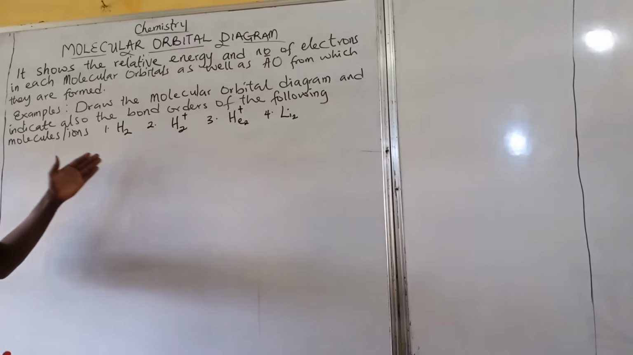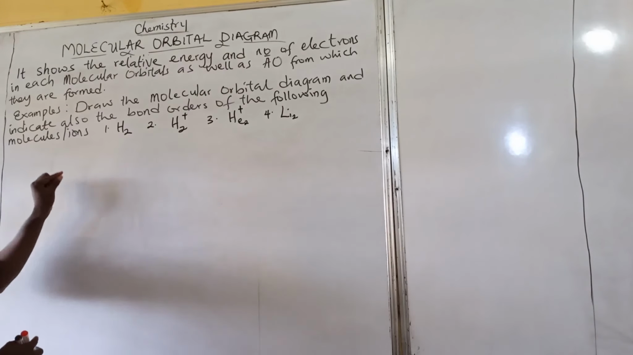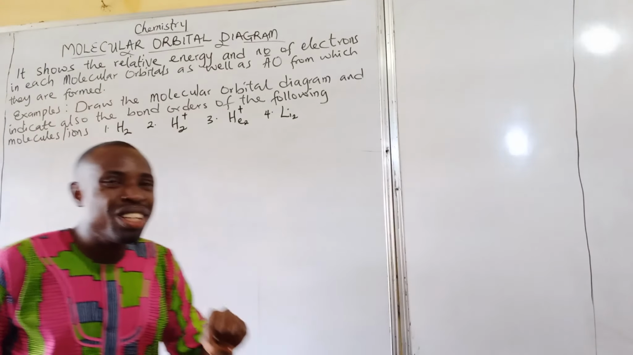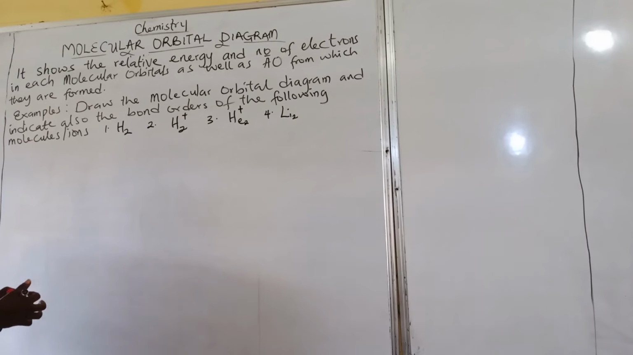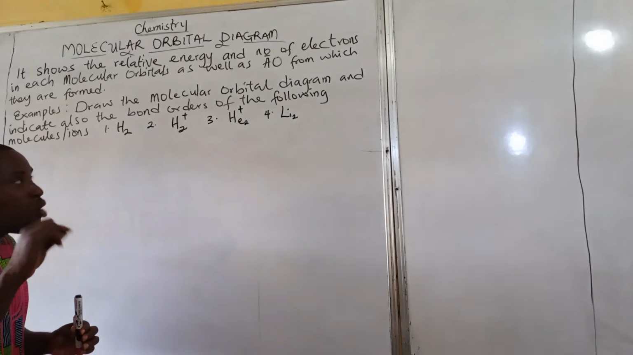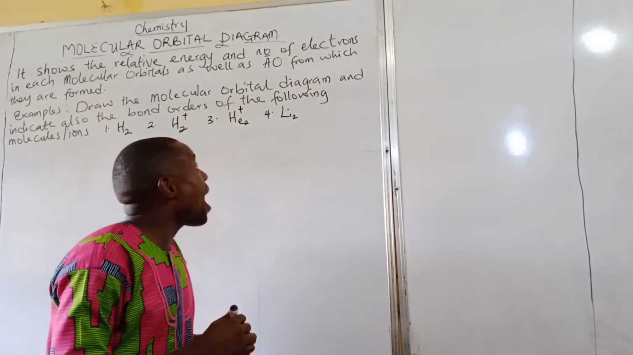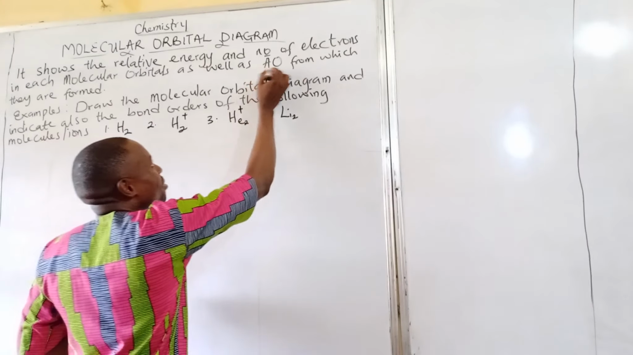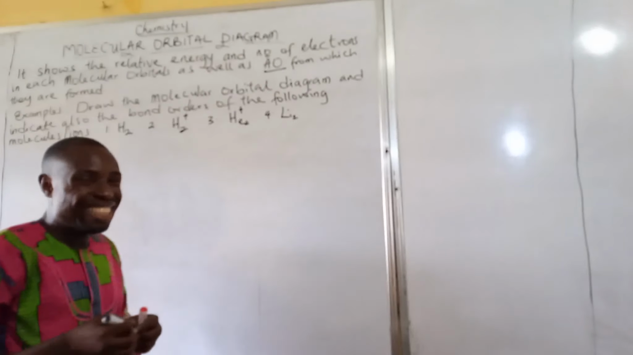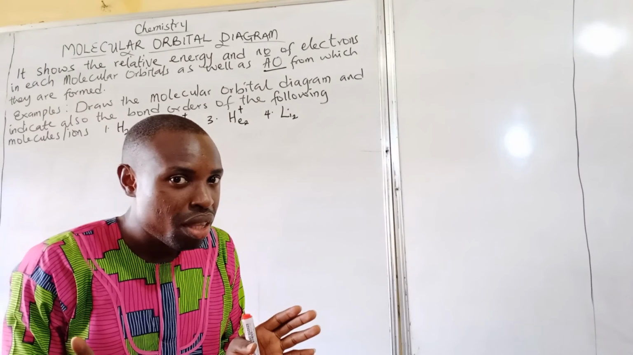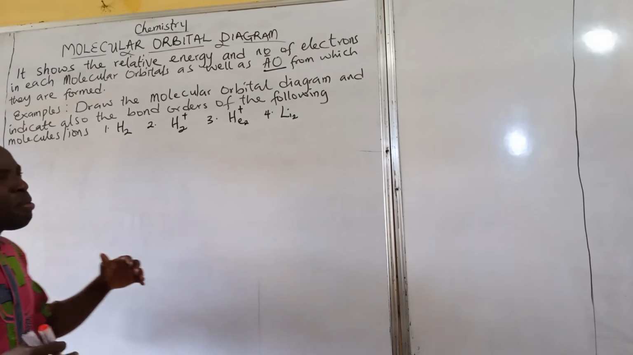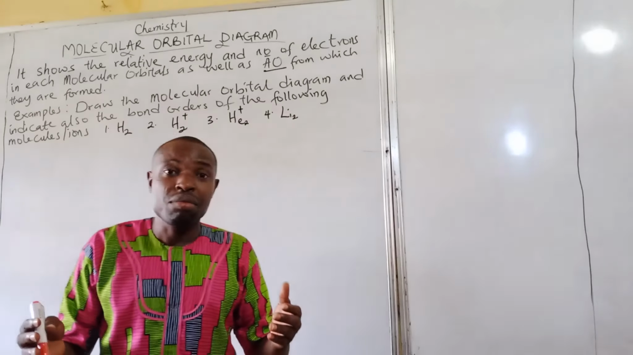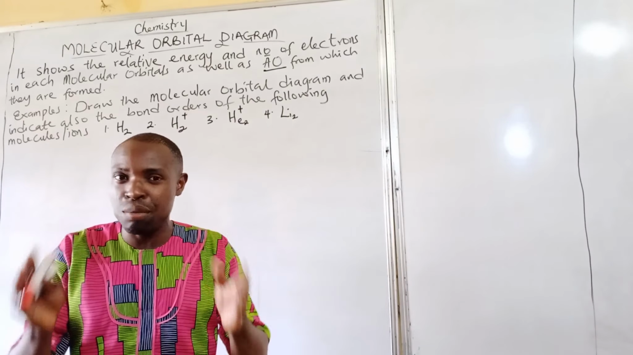Now, what is a molecular orbital diagram? A molecular orbital diagram shows the relative energy and the number of electrons in each molecular orbital, as well as the atomic orbitals from which they are formed. That's what we call the molecular orbital diagram, and the way it is drawn is very, very simple.